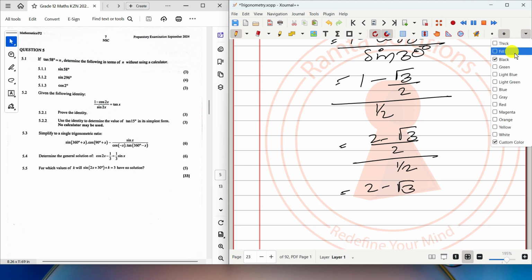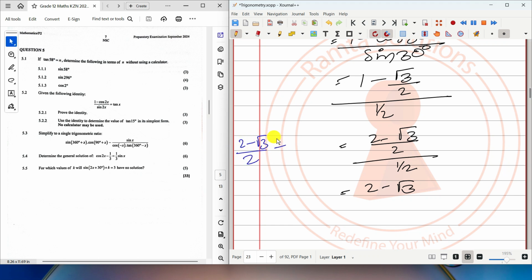If you're wondering how we got there, it's like this. 2 minus root 3 all over 2 divided by half. And then you know this will be 2 minus root 3 all over 2 multiplied by 2 over 1. Hence, you are getting this answer here. Perfect.